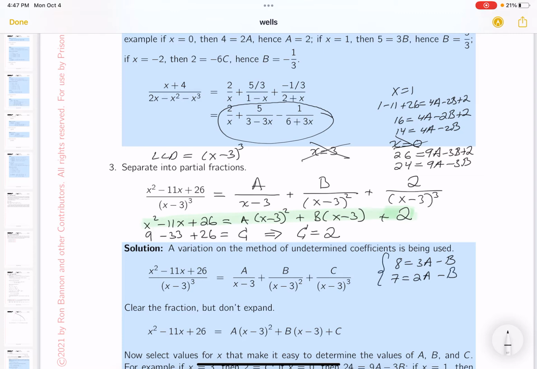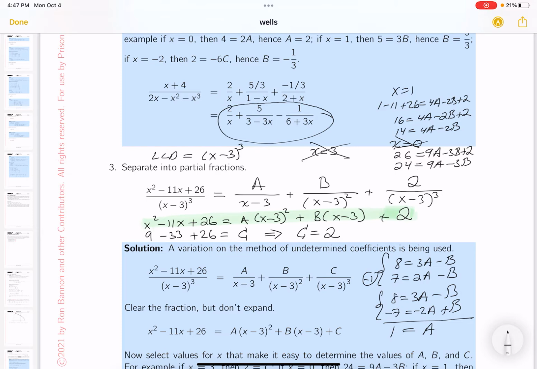Well, again, I got 2 equations, 2 unknowns. And certainly the way I'm going to do that is to multiply the second equation by minus 1. And I think I can handle it. Let's see what you get. 8 equals 3a minus b. And minus 1 times 7 is minus 7 equals minus 2a plus b. Add it together, you get 1 equals a. So a is 1. Okay.